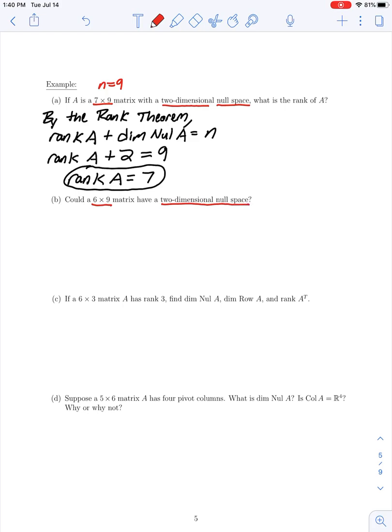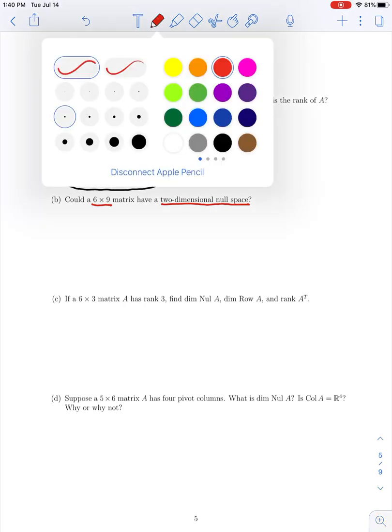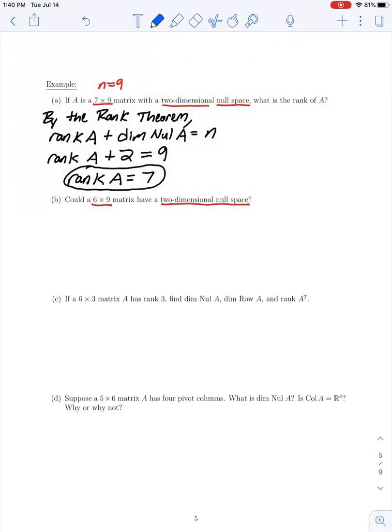So let's consider this. If the dimension of the null space were equal to 2 for a 6x9 matrix, we saw, as in part A, that the rank of that matrix would have to be 7. That is, the dimension of the column space is 7.